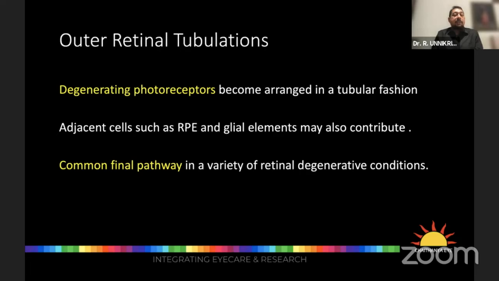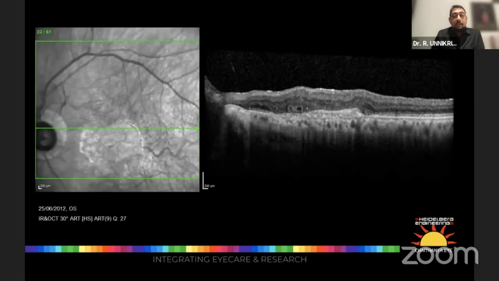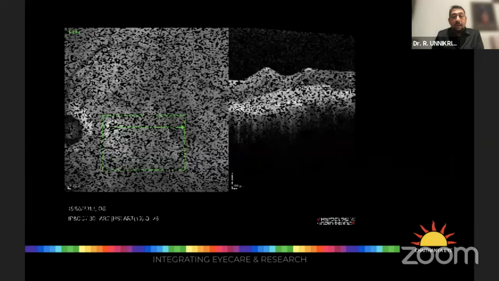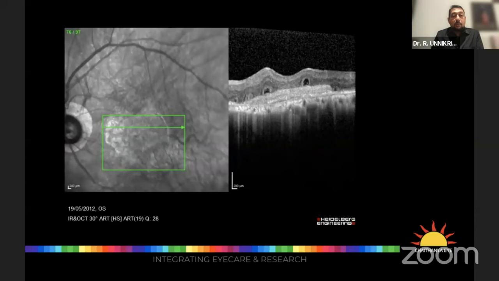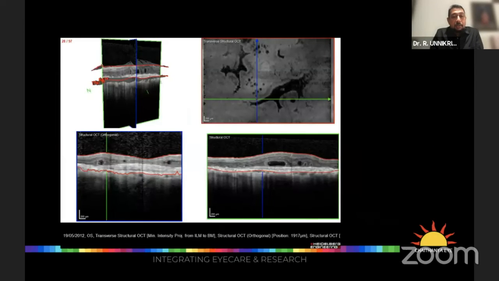A beautiful thing is outer retinal tubulations, which are very commonly degenerating photoreceptors trying to protect themselves, huddling together, and it is a common final pathway in many diseases. It happens in the outer nuclear layer when there is significant outer retinal architecture loss with a relative preservation of the photoreceptors, which try to save themselves. Here you can see the presence of outer retinal tubulations or circular arrays of photoreceptors overlying a scar. And here you can see isolated ones with thickened borders, again over a scar. And this is an en face view, and it has a scrolled-up appearance as you see there.